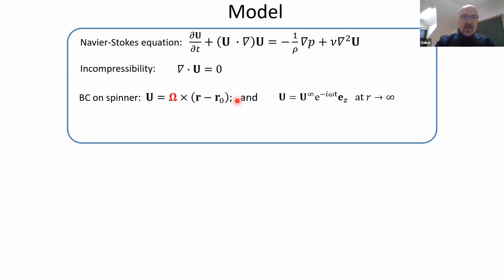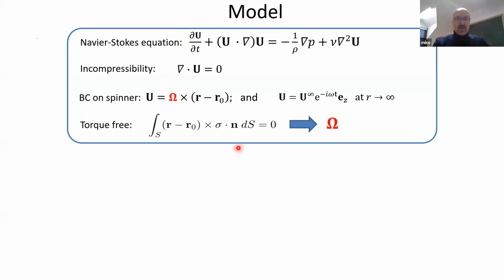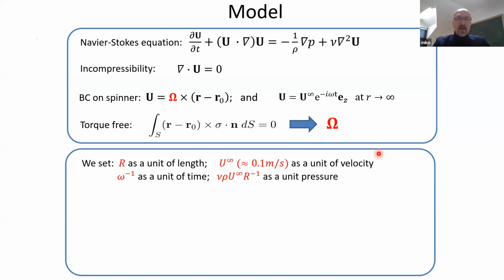And then to find omega, you must impose the condition of no net torque. You must find a solution to this equation such that there is no net torque acting upon our spinner. So this will give you omega, the unknown angular velocity.